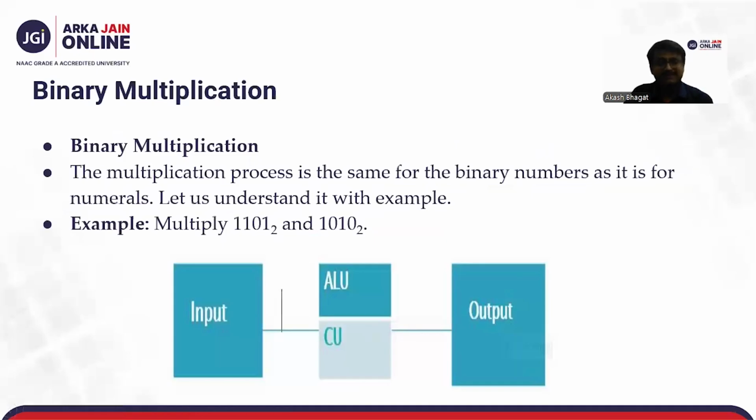Now binary multiplication. The multiplication process is the same for binary numbers as it is for decimal numerals. Let us understand with this example. Multiply the binary number 1 1 0 1 with another binary number 1 0 1 0.